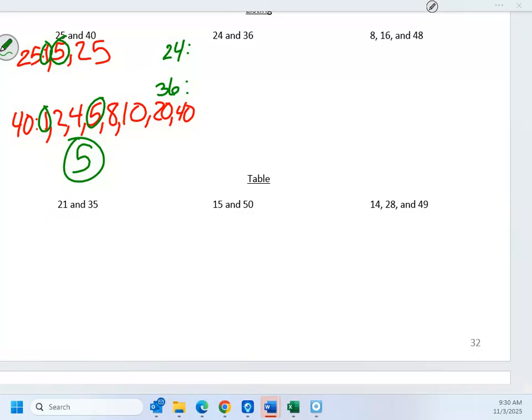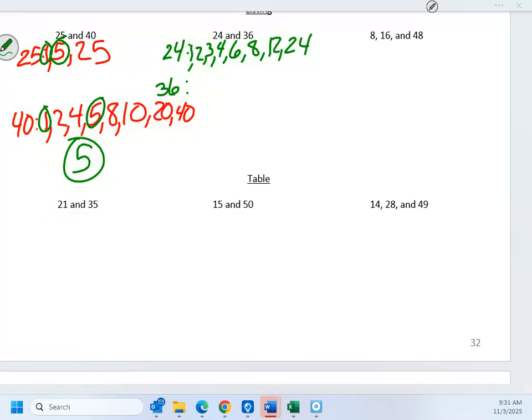Rhoda? 4 and 6. What else? What else can I multiply together to get to 24? Joy? 3 and 8. What else? Rhoda? 1 and 24. What else? Joy? 12 and 2.